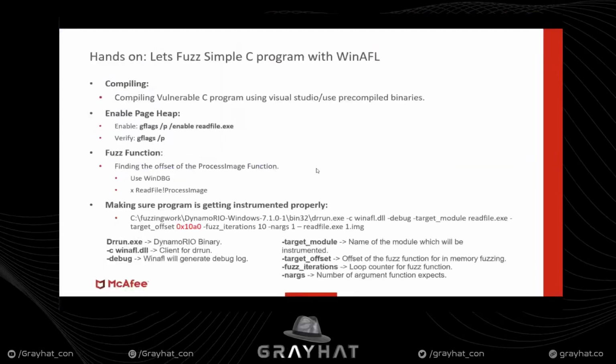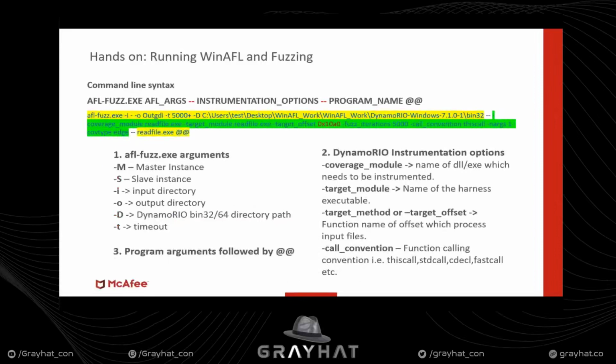So let's first see what are the parameters and command line options we need to give when we want to fuzz a program using WinAFL. You can see this is the command line syntax. You need to type afl-fuzz.exe first, followed by arguments for afl-fuzz.exe and hyphen hyphen, then you need to give instrumentation options, that is for DynamoRIO, and then hyphen hyphen, program name followed by any argument which the program expects, and followed by the @ symbol 2 times.